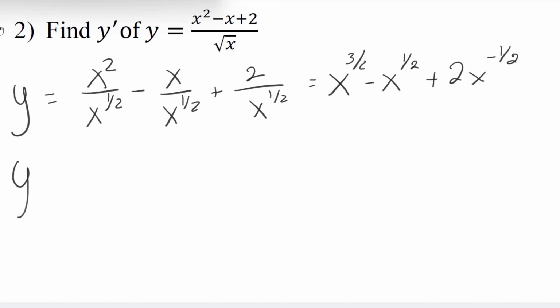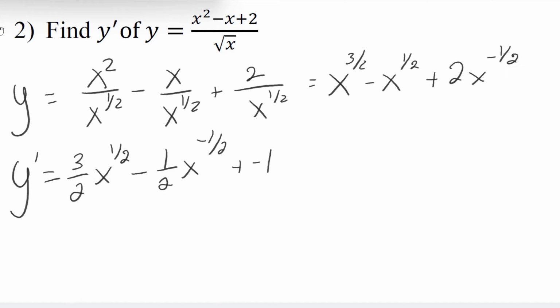Division, subtracting of the exponents, right. So I bring down the 3/2, so that becomes x to the 1/2. I bring down the 1/2, that becomes x to the negative 1/2. And I bring down the negative 1/2 times 2, which is negative 1. And then it's x to the negative 3/2.